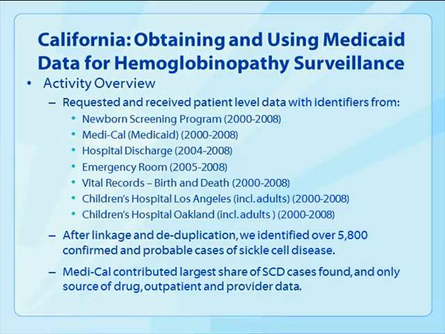challenging was the linkage and deduplication of individuals within and across data sets that was necessary to achieve our surveillance goal. With respect to sickle cell disease, which will be the focus of this presentation, we were able to identify over 5,800 unique individuals that had either confirmed or probable diagnosis of sickle cell disease, using the common agreed-upon definitions developed by the multi-state collaborative.